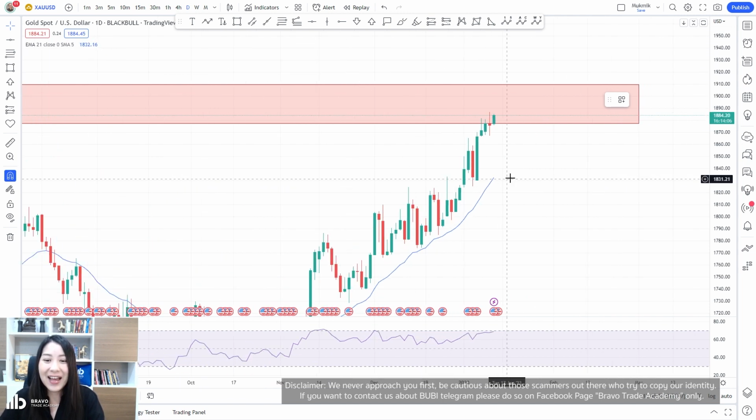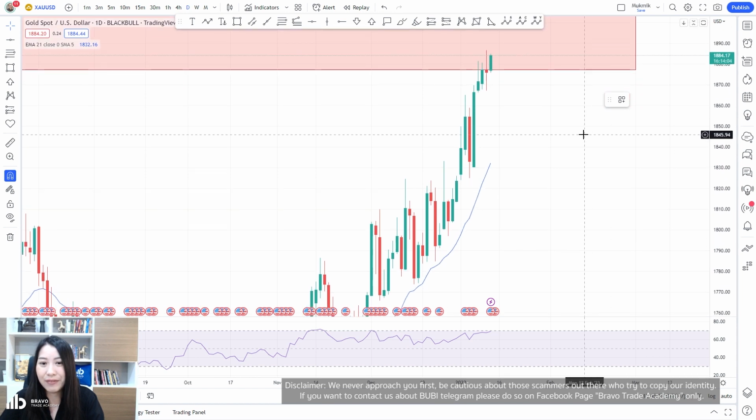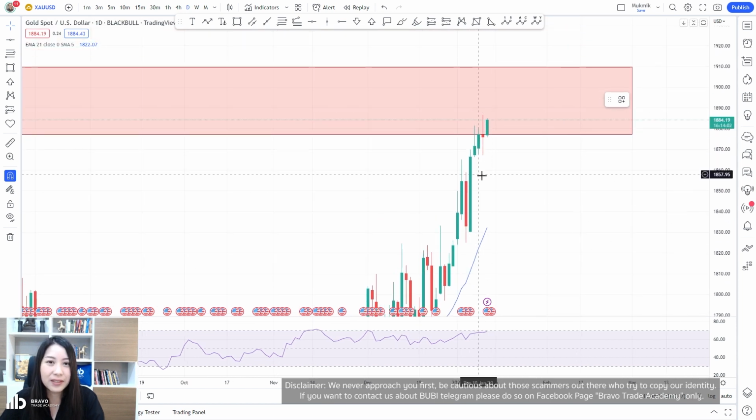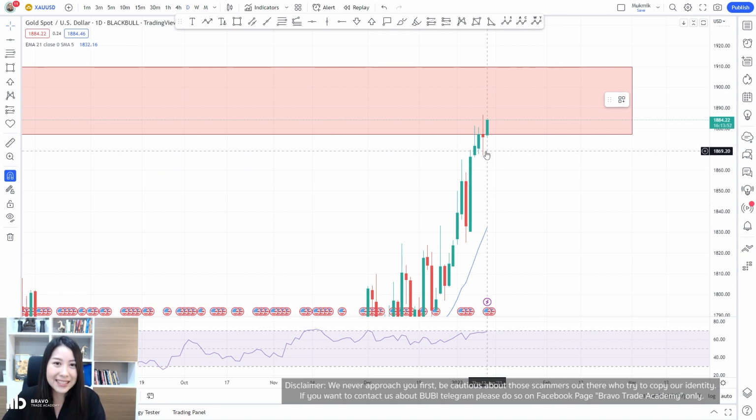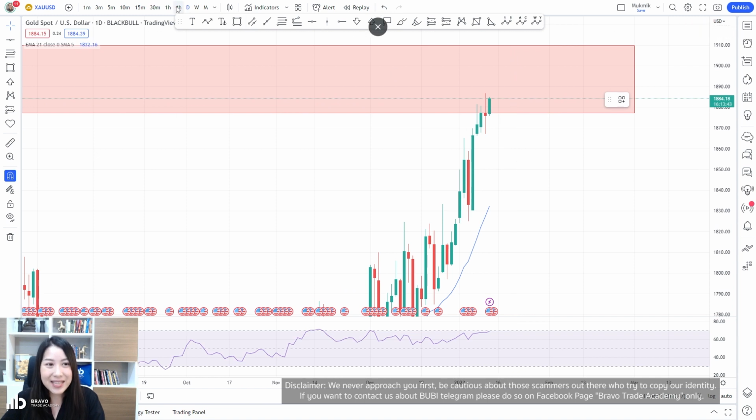Okay, however, the candlestick that we've got yesterday is the doji one, so it is still in the deciding phase, because we reached the supply zone, but we're still standing above 1870. So that's how the price is still deciding whether to go up or to go down. All right, so that's in the daily time frame.